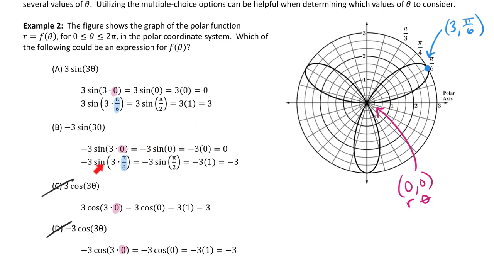If we look at answer choice B, same vibe in the middle. Sine of pi over 2 is 1. But negative 3 times 1 is negative 3. Is that the right radius length for angle pi over 6? No. So we can eliminate this answer choice and say that answer choice A is the one that best represents this graph.